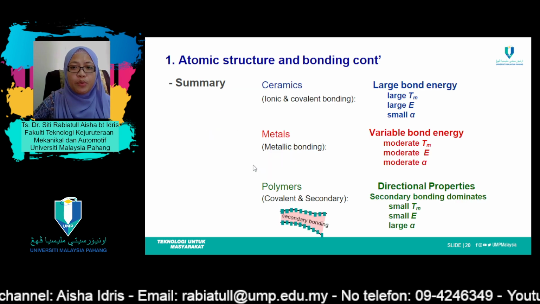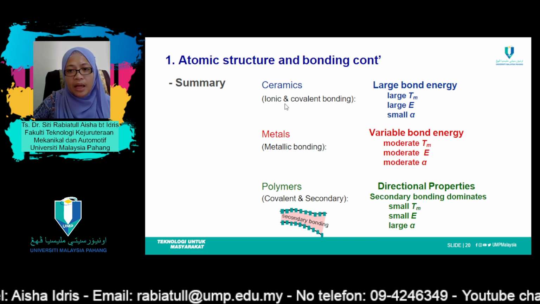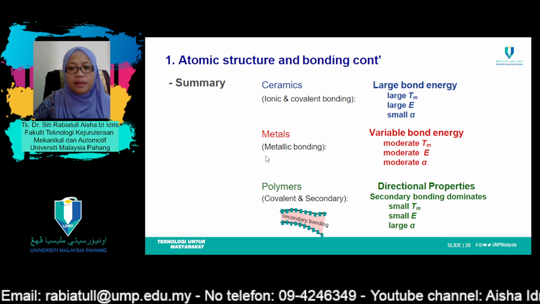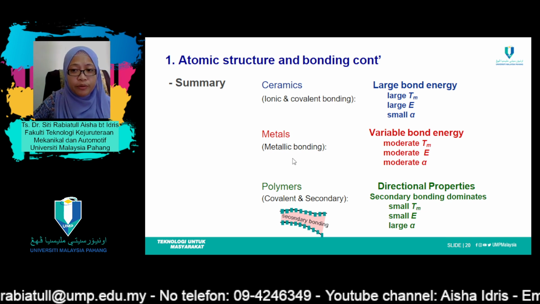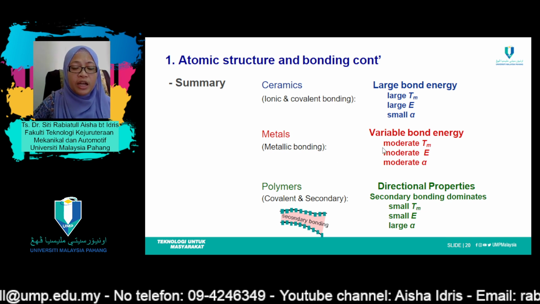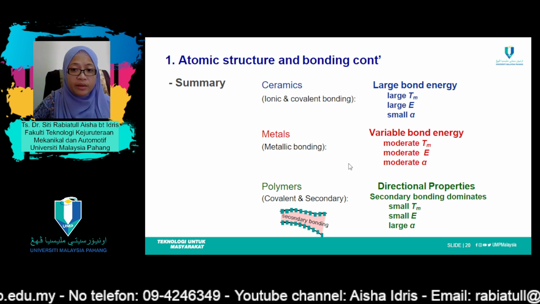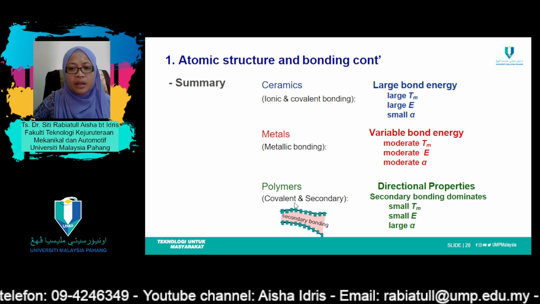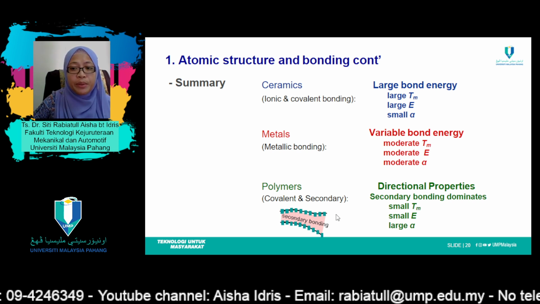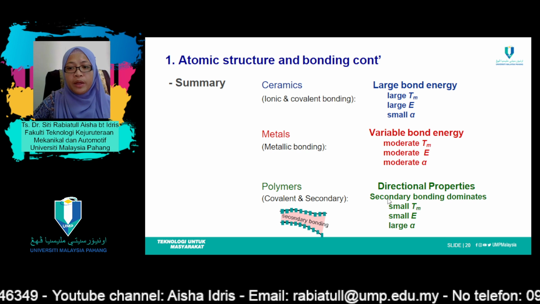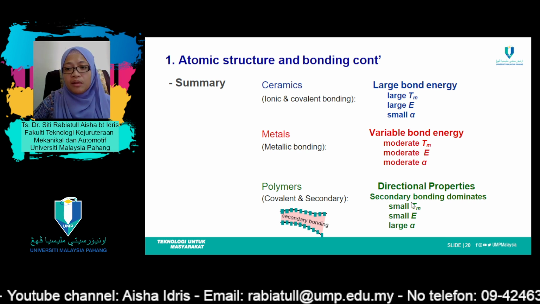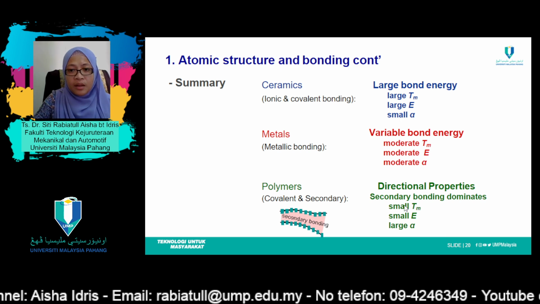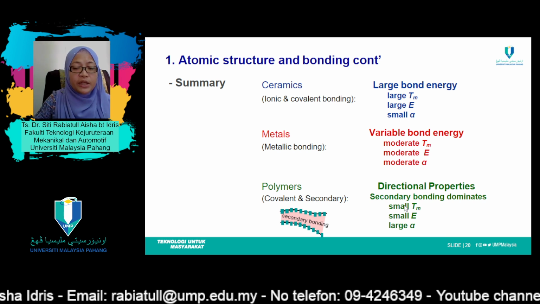So in summary, we can say that ceramic is ionic and covalent bonding with large bond energy. Metals consist of metallic bonding with variable bond energy depending on the type of material. Last but not least is polymers. It has covalent and secondary bonding. It has directional properties and is dominated by the secondary bonding.